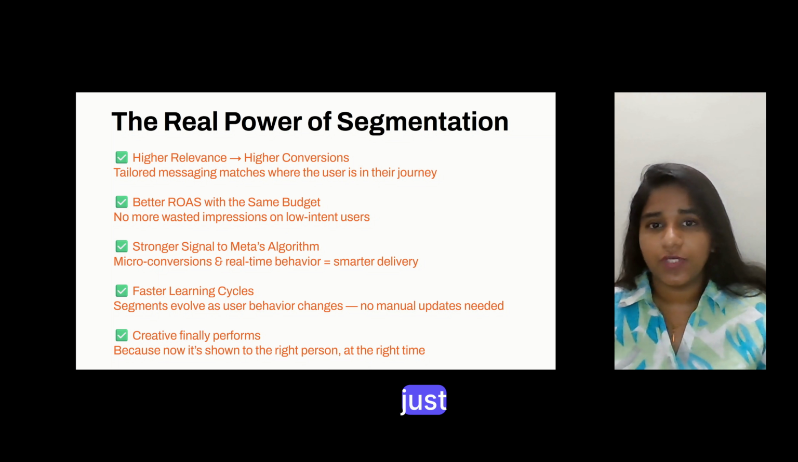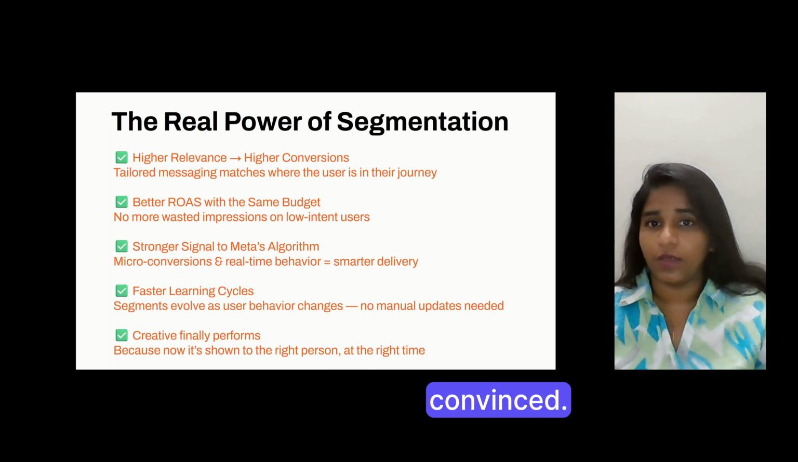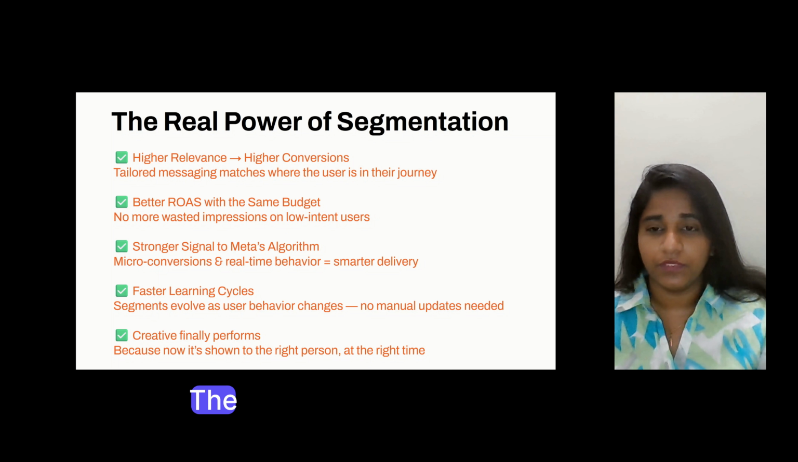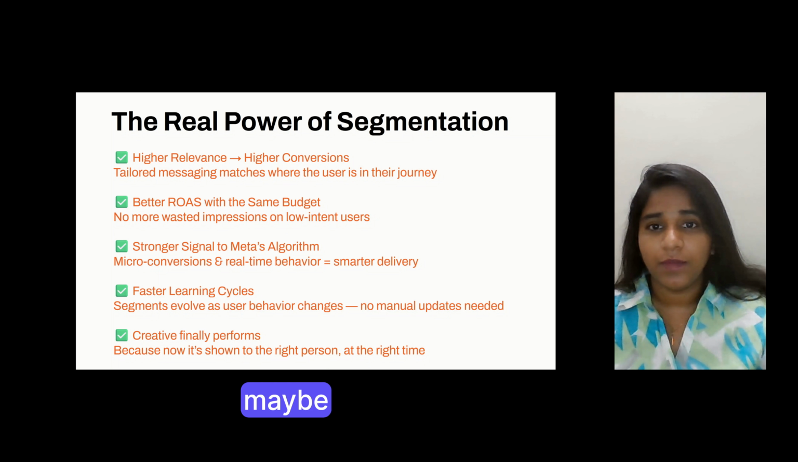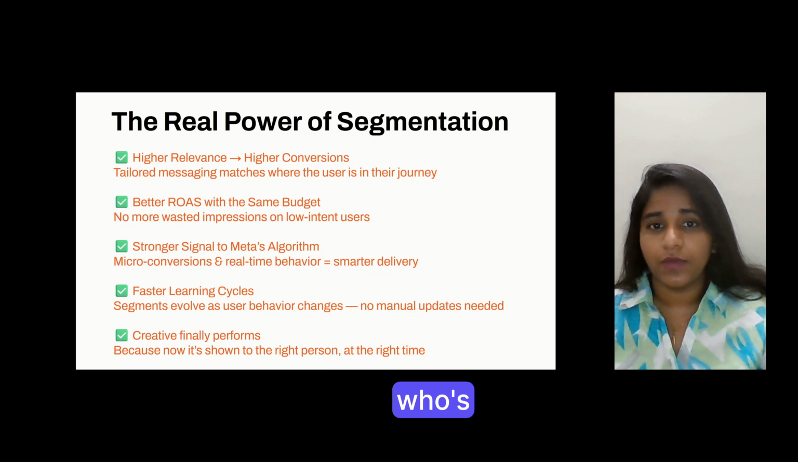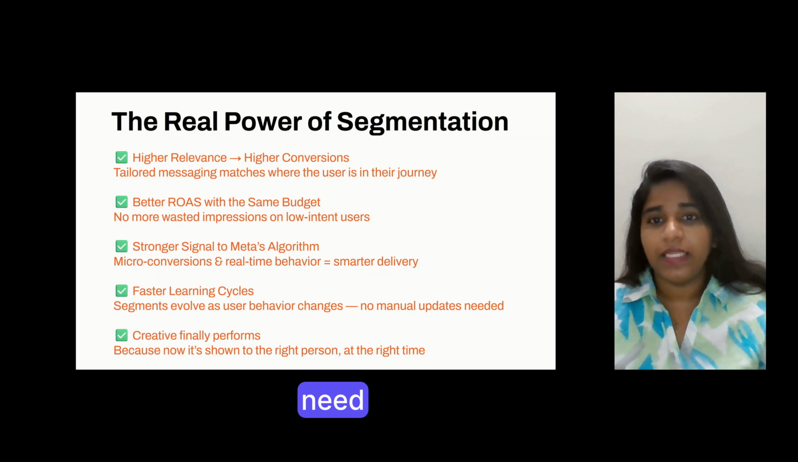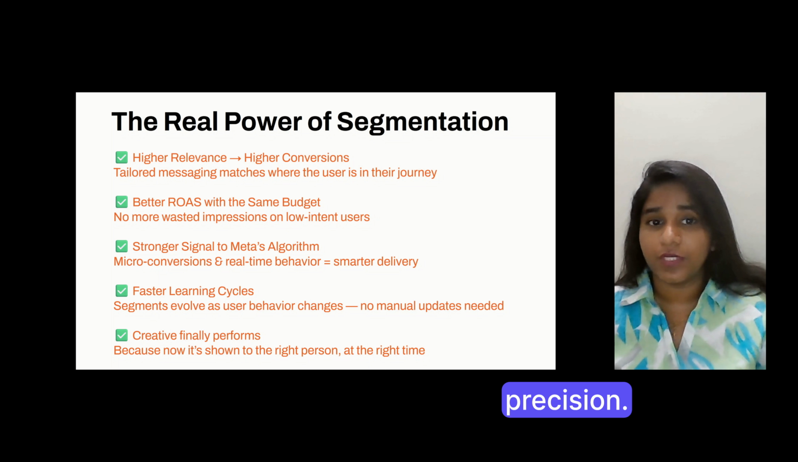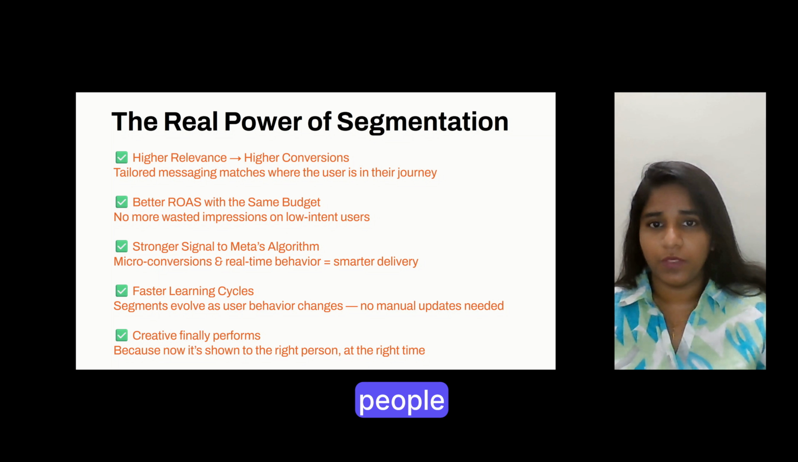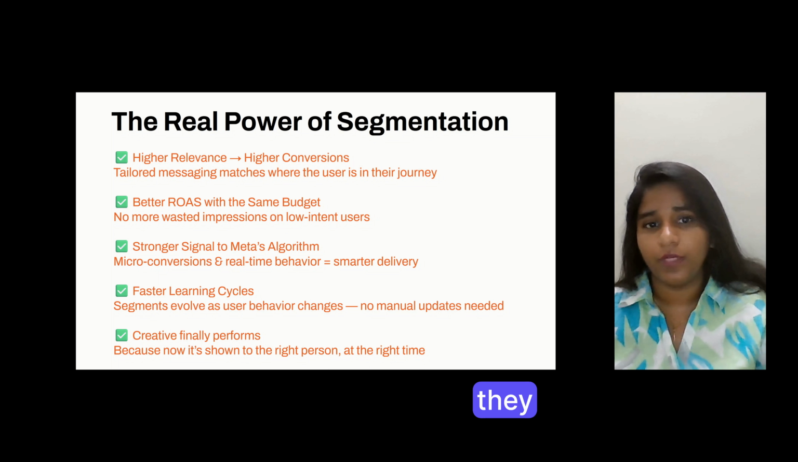Because these aren't just visitors, they are people with widely different mindsets. The first visitor, curious but not convinced. They need social proof. The cart abandoner probably got distracted. They need urgency, maybe a small incentive. And the wish lister, that's the person who is emotionally invested. They need just a reminder, not a discount. So segmentation gives you precision. It lets you meet people where they are, not where you hope they are.